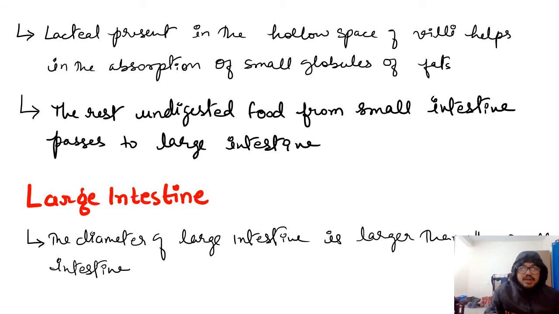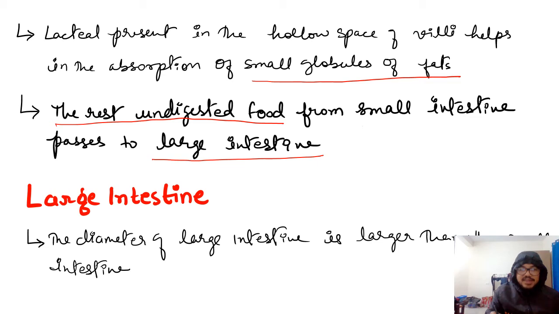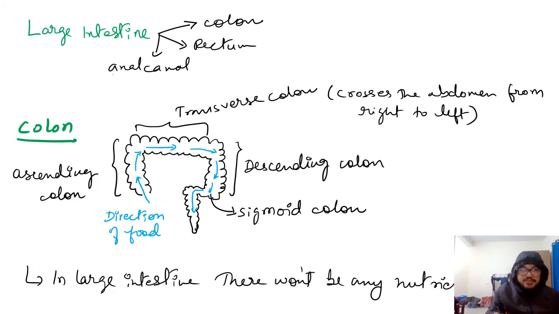The lacteals present inside the villi also help in the absorption of small globules of fat. The rest of the undigested food in the small intestine will go to the large intestine. The diameter of the large intestine is larger than the small intestine.